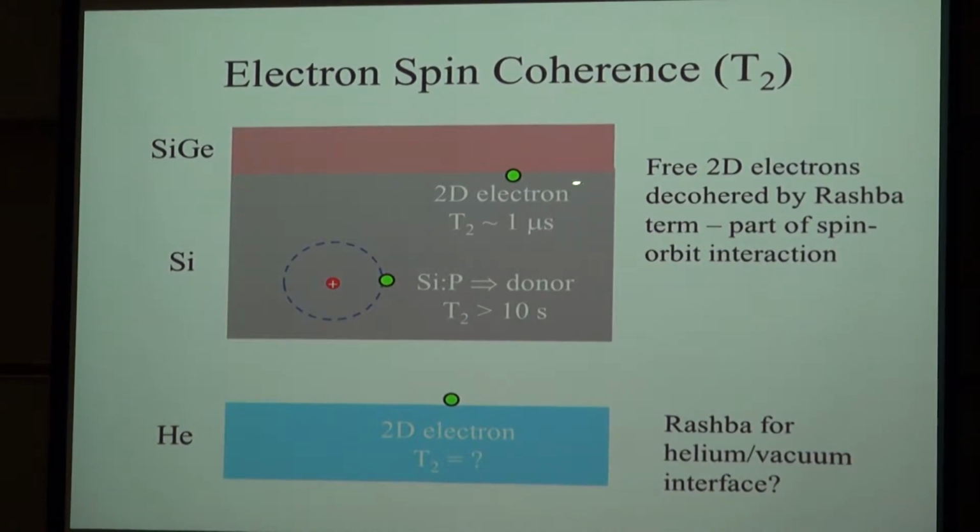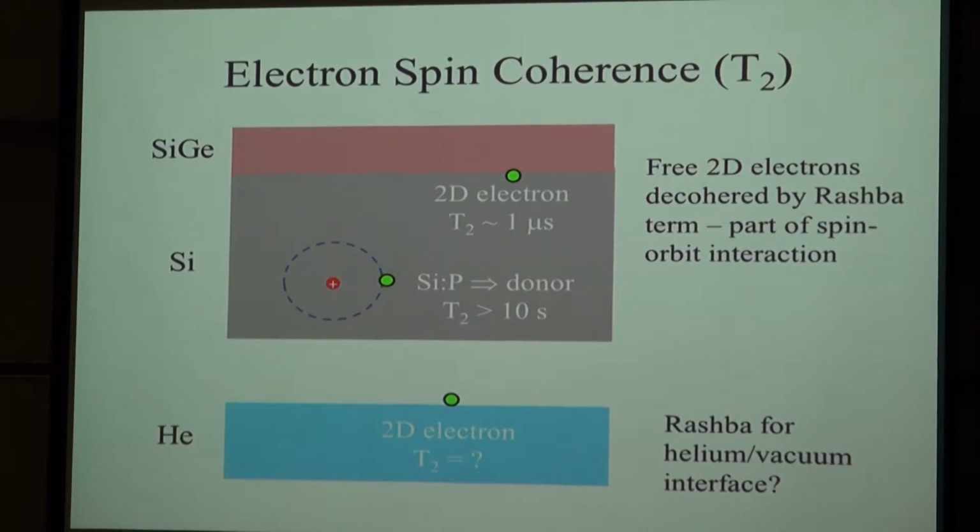On the other hand, if that electron is free to move around the surface, now the problem is there's a spin orbit interaction inside that silicon. It's shut off here because you bound this thing tightly, and you can't distort that wave function without putting in a pretty big force. But up here, the electron's free to move around, and you get spin coherence times of the order of microseconds. I think we've gotten up to maybe 10 microseconds in some of the best samples in a 2D electron layer. So what happens with electrons on helium? This so-called Rashba effect decoheres the free electrons there.